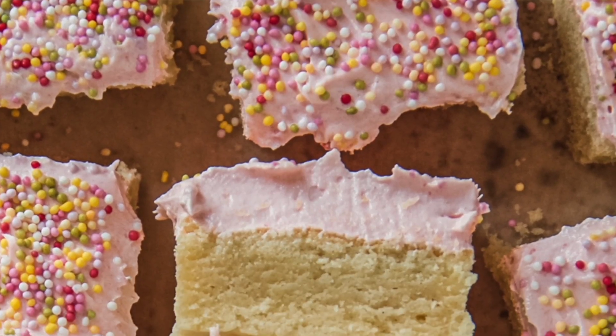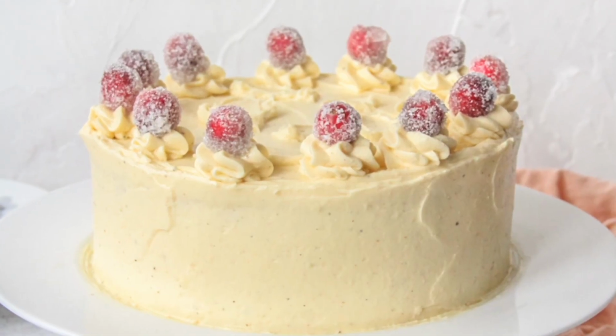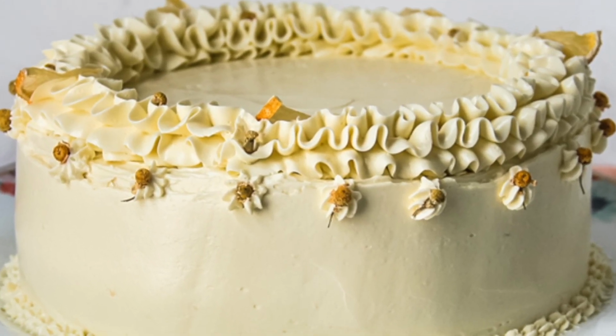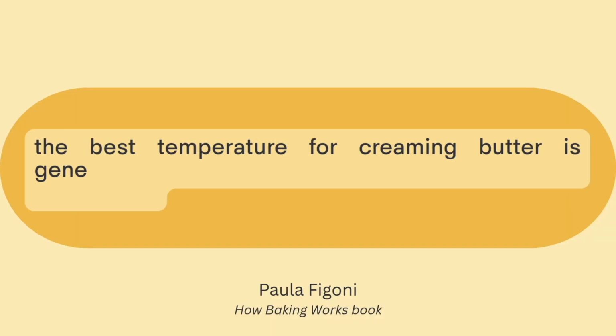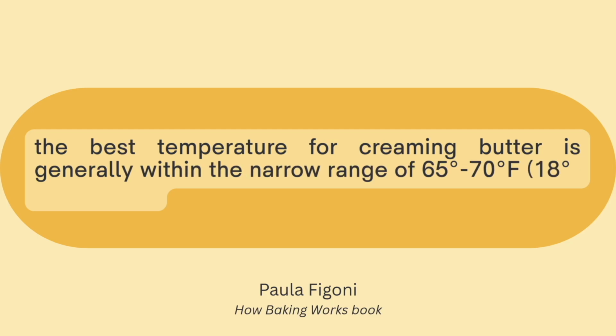There's a whole episode I want to do about buttercreams because there is so much to say. But a key of buttercream is, you guessed it, butter. Buttercream tends to be made with room temperature butter as it needs to be whipped to form a nice cohesive smooth mixture, as Paula Figoni notes in her How Baking Works book. The best temperature for creaming butter is generally within the narrow range of 65 to 70 degrees Fahrenheit, 18 to 21 degrees Celsius.